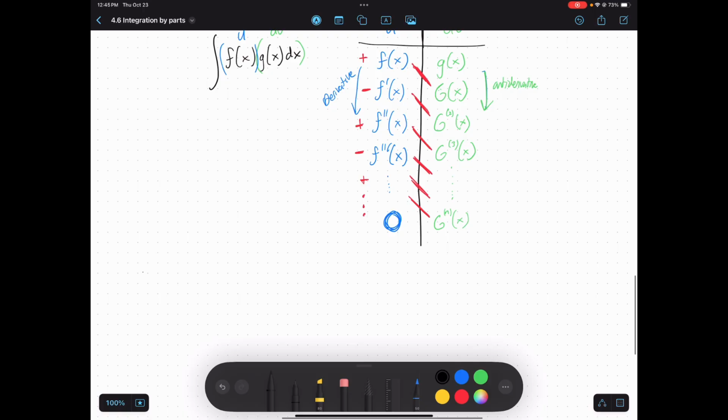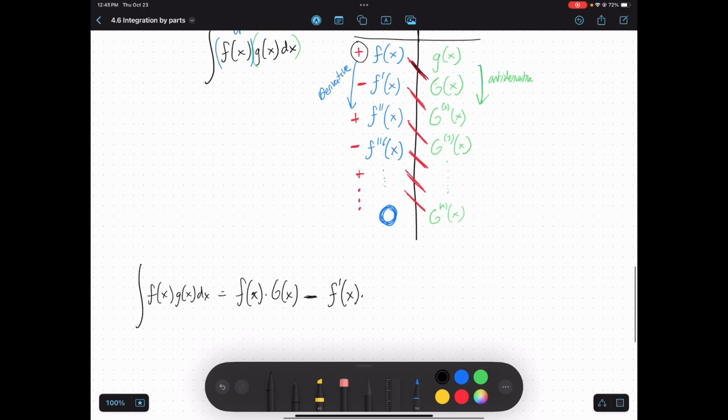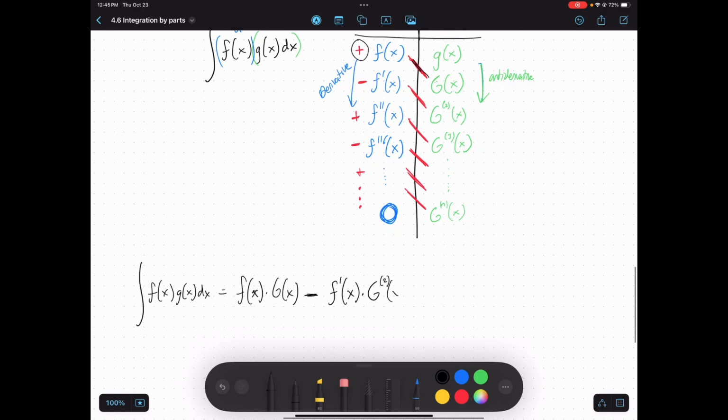So what will that look like when I'm done? My first term will be f of x and the antiderivative of g of x. Notice how I left it positive. Why? Because the first one is positive. The second one is negative, so I'll go ahead and start by putting a little negative symbol. And with this one, I'm going to do the derivative of f of x multiplied by the second antiderivative of g of x. My third one is going to be positive, and this one's the second derivative of f, and the third antiderivative of g. And I'm just going to keep going, so on and so forth, until I reach that very last term. And then that will be your antiderivative.